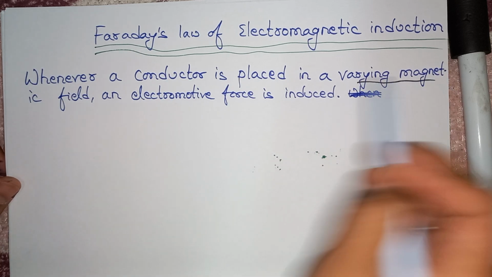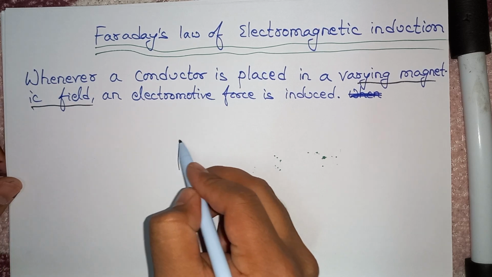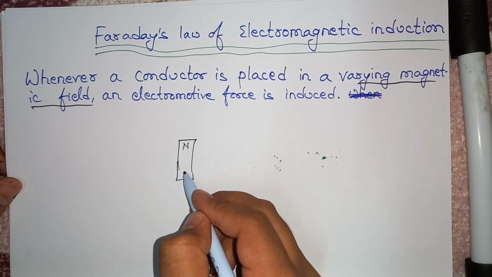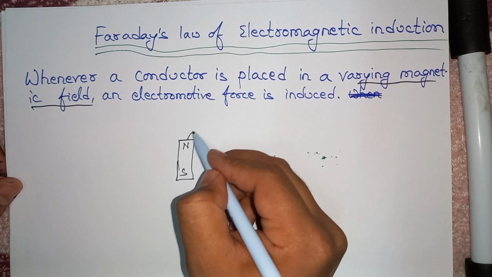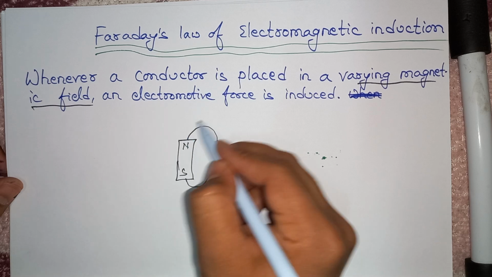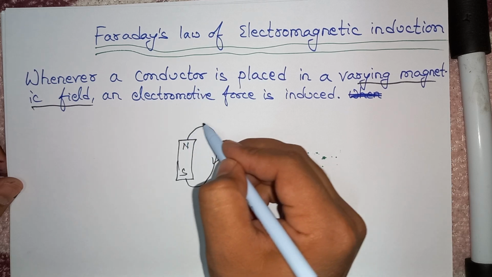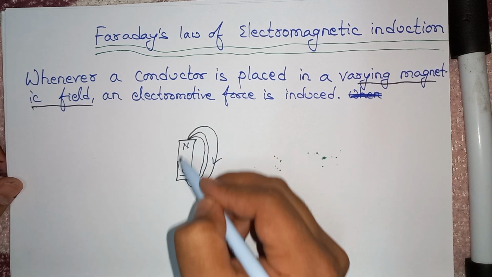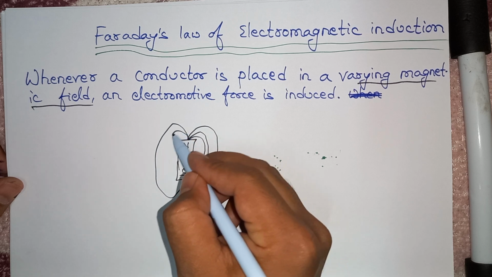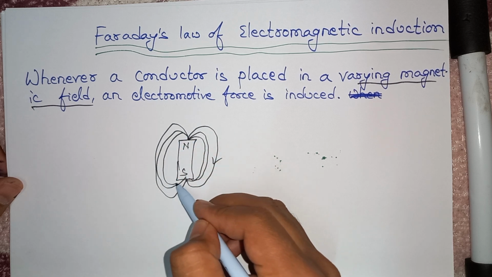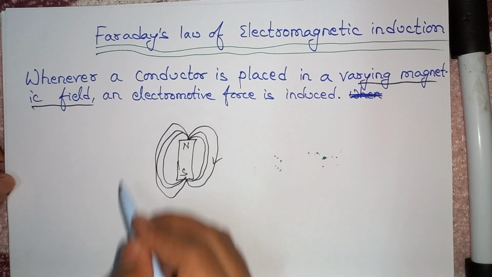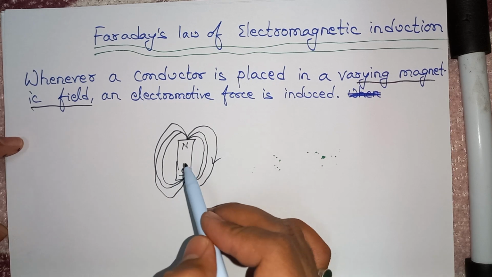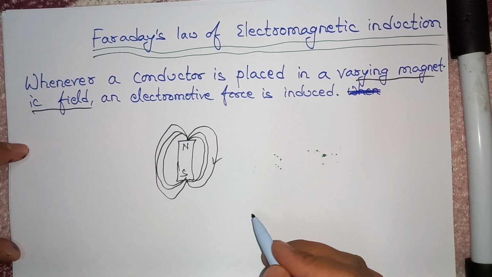Now we need to understand what a varying magnetic field is. Suppose this is a magnet, this one is the north pole, this one is the south pole. Then we know that the magnetic lines of force start from the north pole and go to the south pole. There will be many magnetic lines of force from north to south. Then it creates a magnetic field. As soon as we see a magnet, we can understand that this magnet creates a magnetic field.